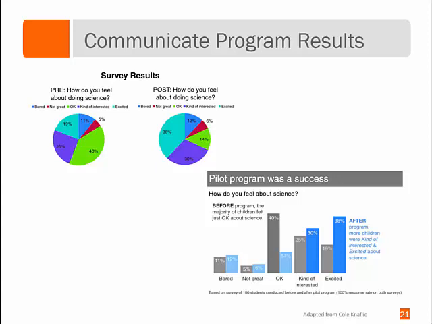I'm bored with it, not great. I'm okay with it, kind of interested, or excited about it. So we have different feedbacks in different categories there. Then we introduce a particular program, telling kids about science. And then we survey them again, post, how do you feel about science? And we get some different measurements there. Now, this visualization probably works to some degree, but it's not quite as effective as it could be, because our comparisons of each of these categories are not side by side.